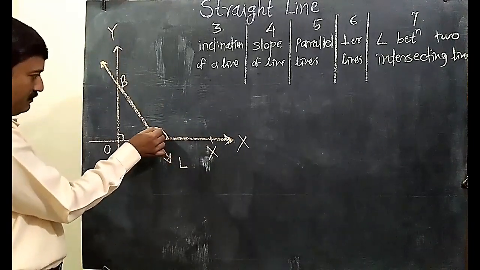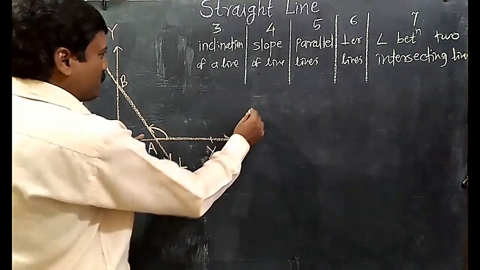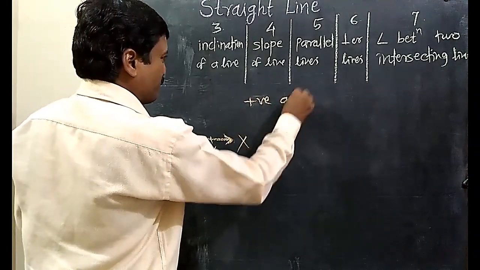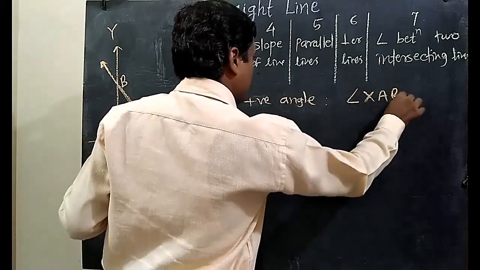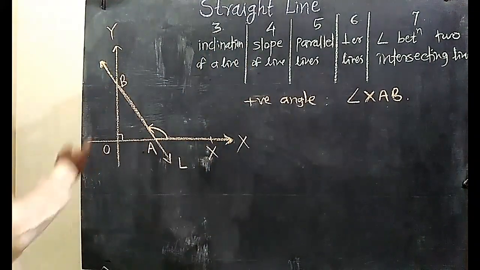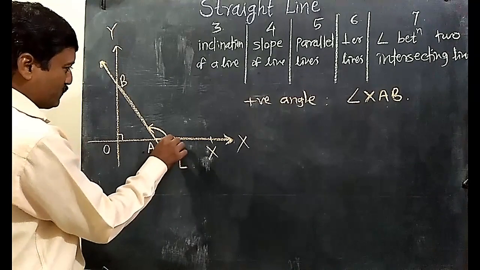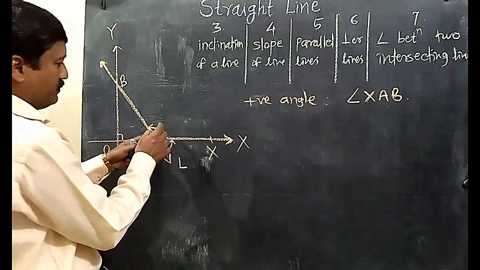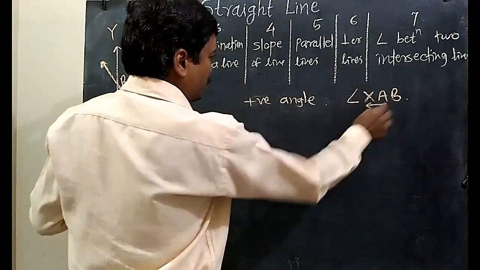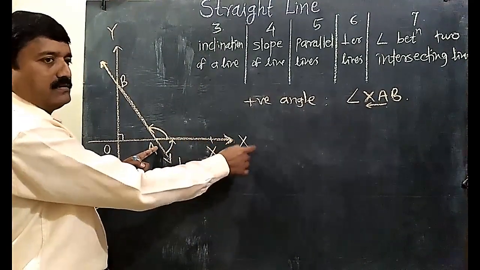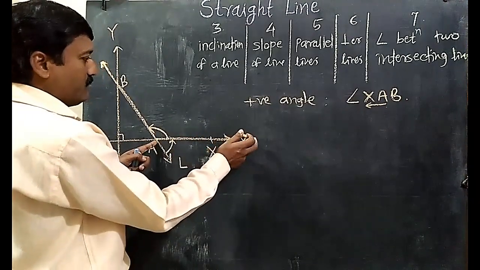If you measure this angle in the anti-clockwise direction, then it will be a positive angle. So this positive angle is angle XAB. Angle XAB is a positive angle. If we consider this angle, it is also positive. But for this angle, the arm AX is on the x-axis and towards the positive x-axis. So this is its initial arm, which is on the x-axis.